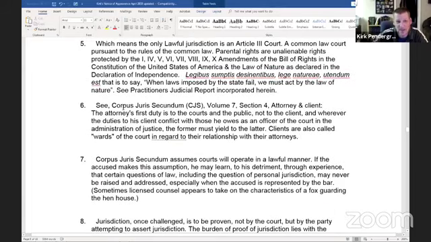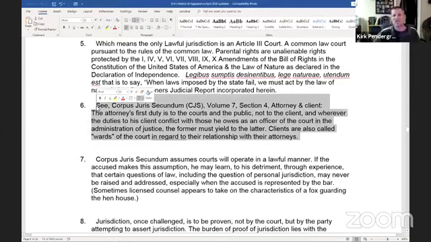Here it is. Okay. Corpus Juris Secundum, Volume 7, Section 4, Attorney-Client. The attorney's first duty is to the courts and the public, not to the client. And whenever the duties to his client conflict with those he owes as an officer of the court in administration of justice, the former must yield to the latter. Clients are also called wards of the court in regard to the relationship with their attorneys. That's a conflict of interest, confidence scheme, confidence scam, right from its inception. Stop hiring attorneys to attorn you. Okay?